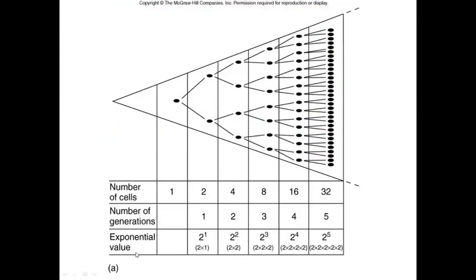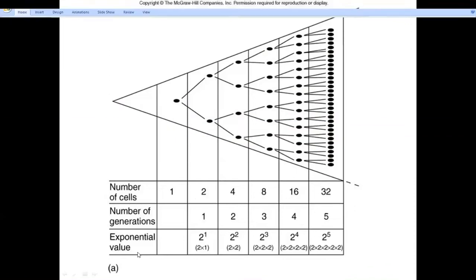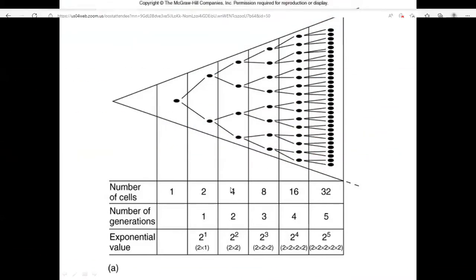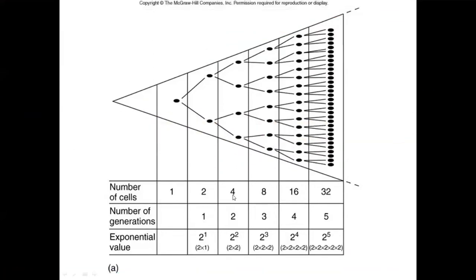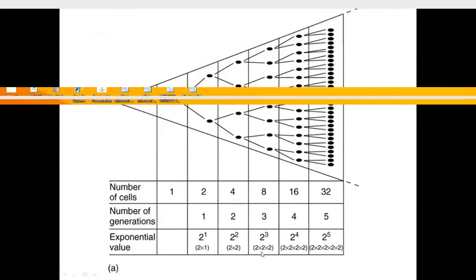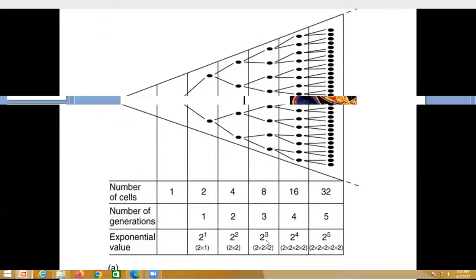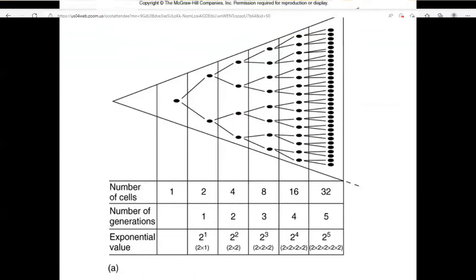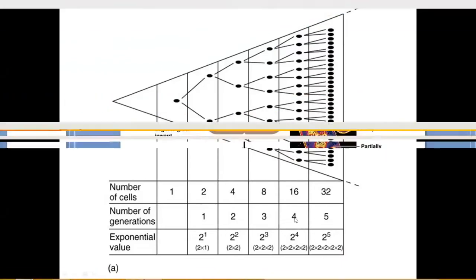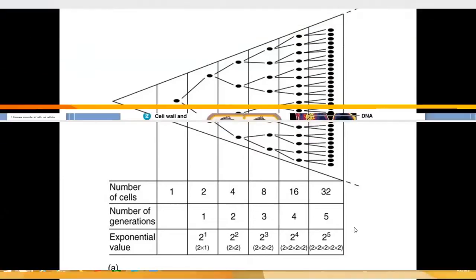And coming to the exponential value. Exponential value means number of cells. Here, how many cells are there? Two, means 2 to the power 1. Here, how many cells? 4. When you write it as 2 to the power of 2, you get 4 cells. Then 8 means 2 into 2 into 2, which is 2 to the power of 3, will give you 8 cells. Similarly, 2 to the power of 4 is 16, and 2 to the power of 5 is 32 cells.